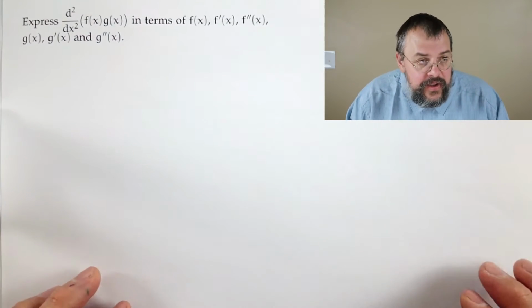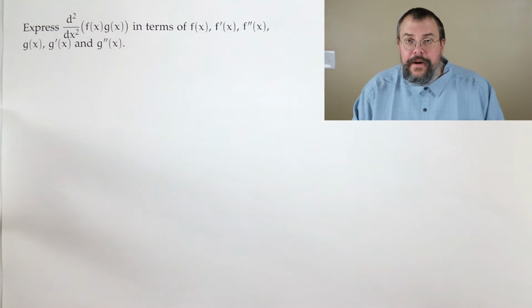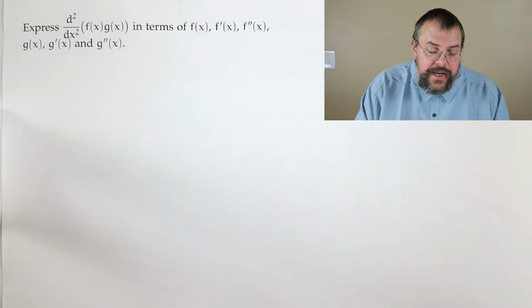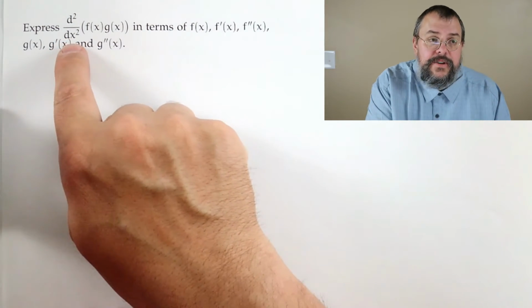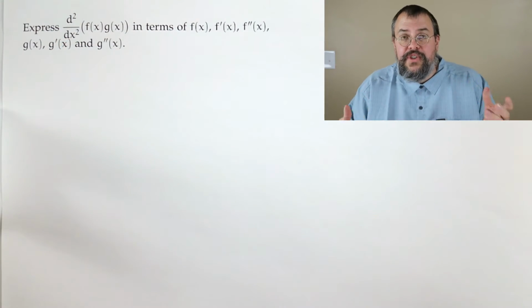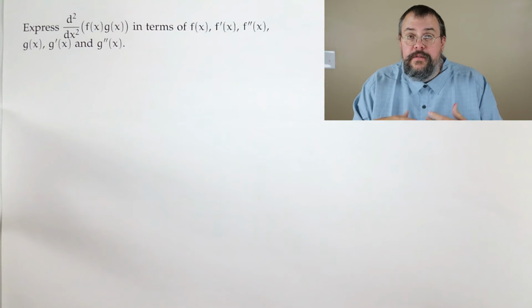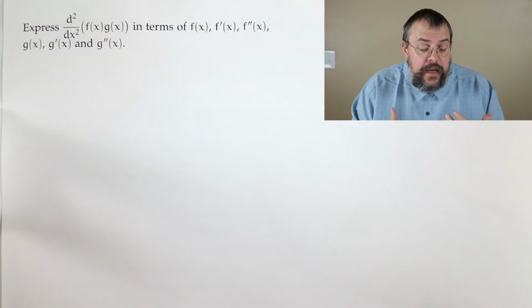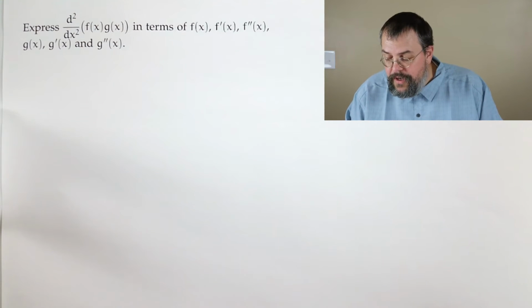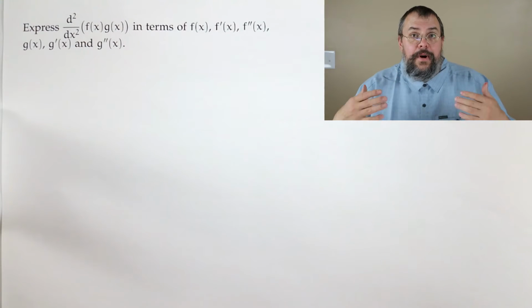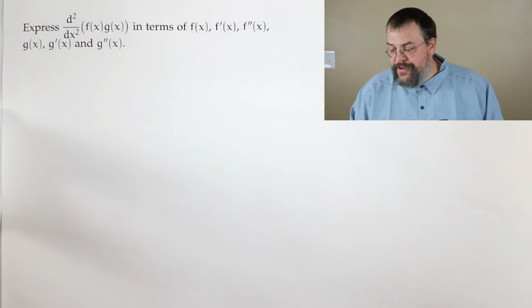Okay. So, this kind of looks like a product rule question. But it says, hey, look at this. It's the second derivative. So we're taking the second derivative of f times g, and we want to express it in terms of f, f prime, f double prime, g prime, and g double prime. So we're sort of saying, hey, what happens to the second derivative for the product rule?